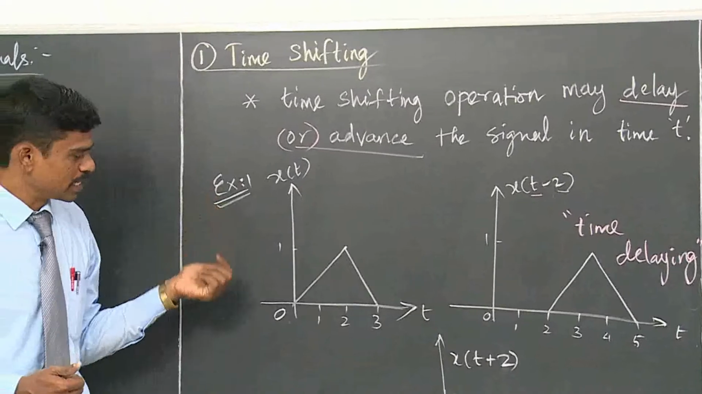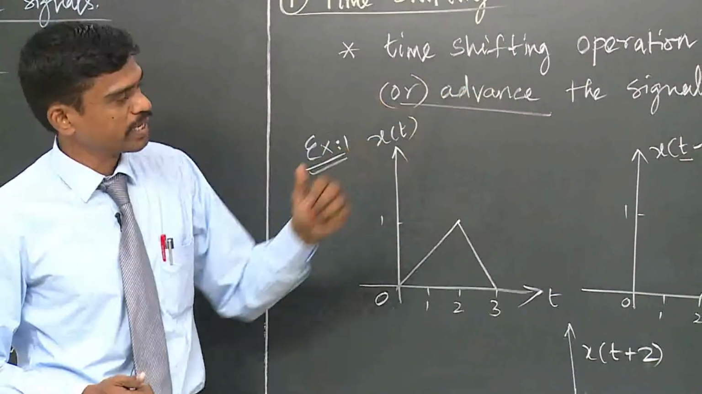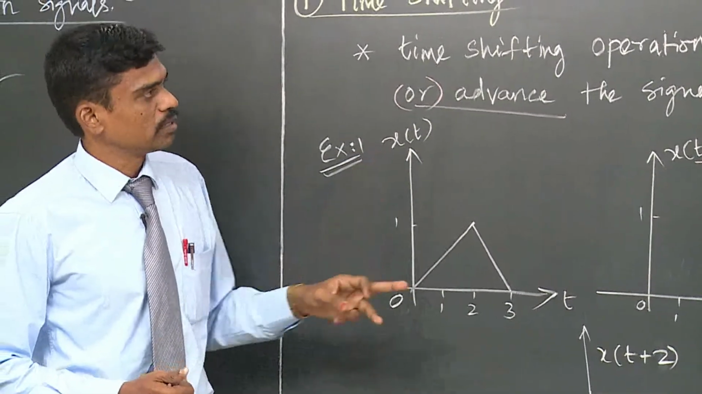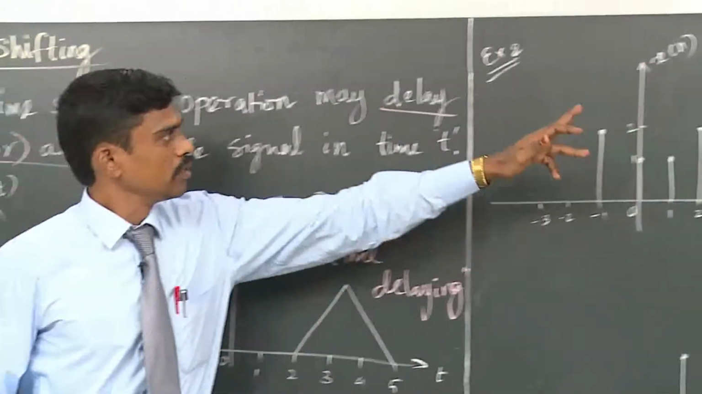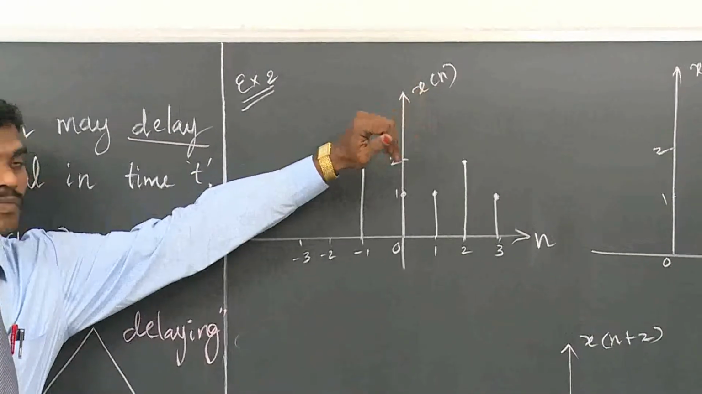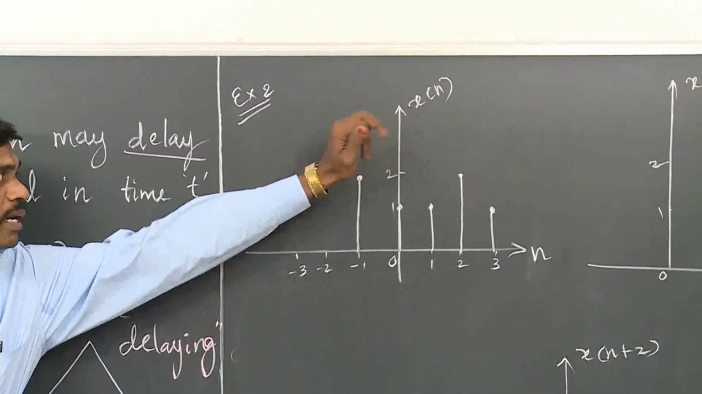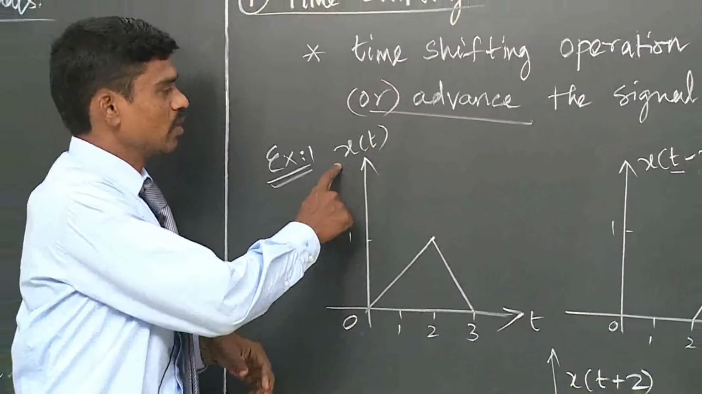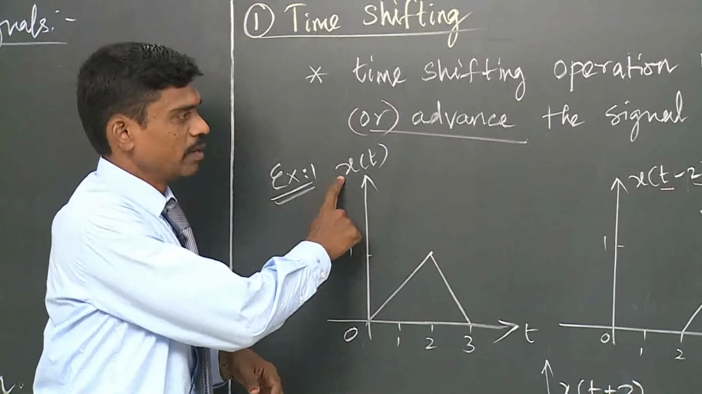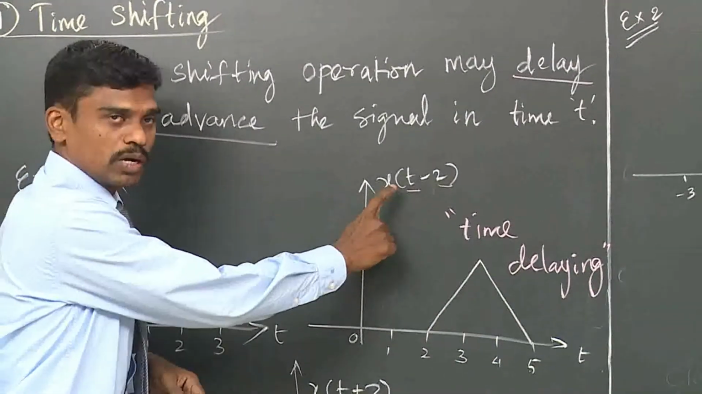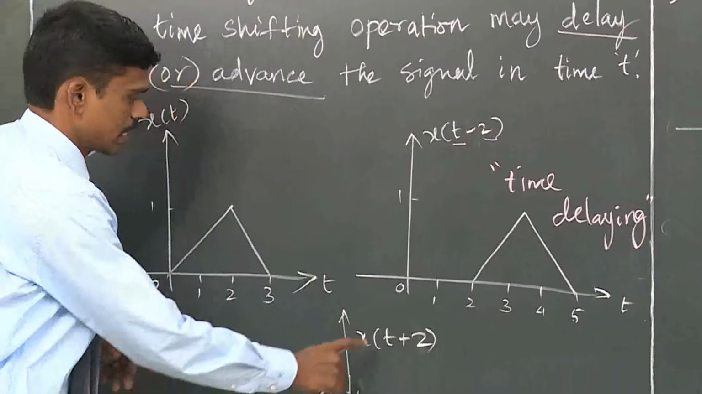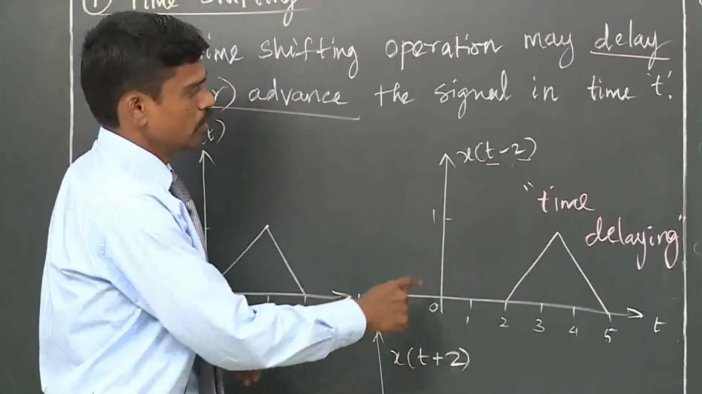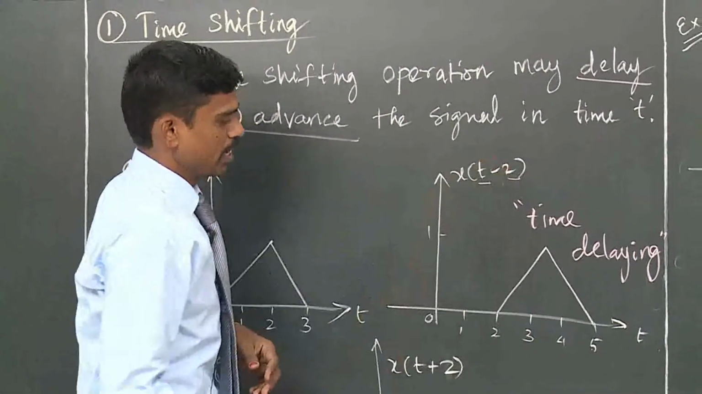I want to explain with a few examples. I have taken 2 examples. One is x of t, a continuous time signal. The other example is x of n, which is a discrete time signal. So with x of t, I want to compute x of t minus 2 and x of t plus 2. So in 2 ways I am doing it. This is x of t minus 2.